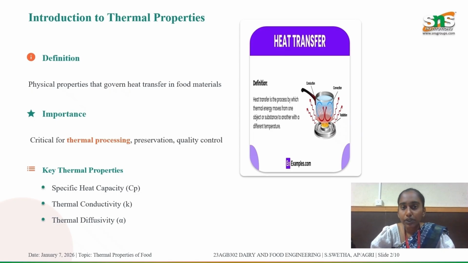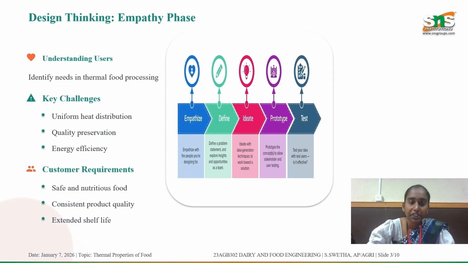What are the key thermal properties which influence the major food properties? Specific heat capacity, denoted by Cp, thermal conductivity, denoted as K, and thermal diffusivity, denoted as alpha. We are going to discuss these three factors in this PPT.